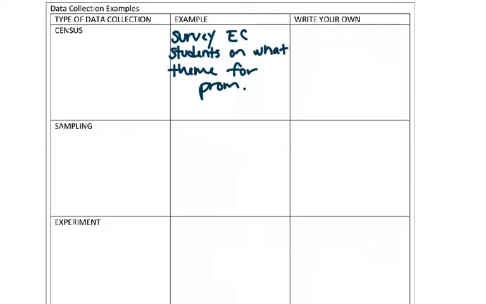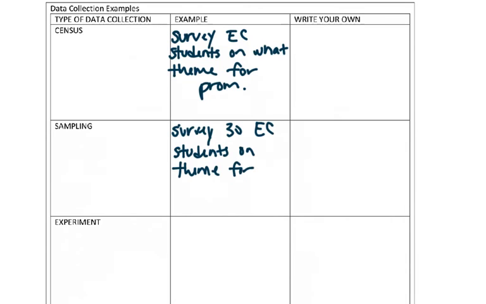If we were going to sample, let's say we would survey 30 EC students on theme for prom. We wouldn't ask everybody in the school, because maybe we just couldn't get to everybody, or we didn't care, and we just took 30 of them. That would be a sample of the total population, so you can write your own.